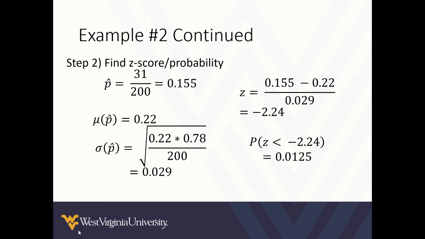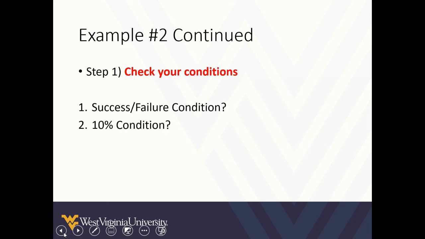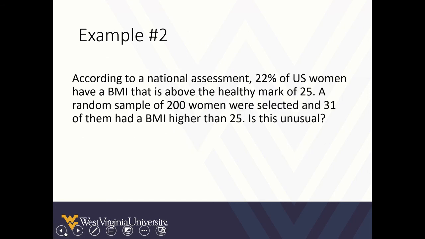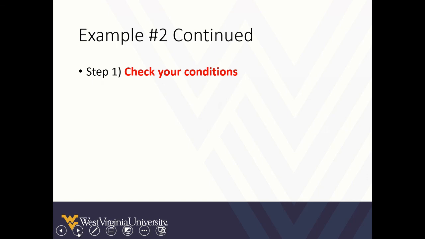And again, we wanted to know, according to the National Assessment, 22% of women have a BMI that is above the healthy mark of 25. A random sample of 200 women were selected and 31 of them had higher than 25, and we wanted to know if that was unusual.